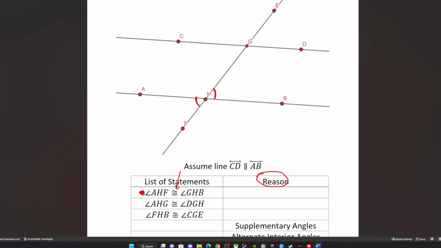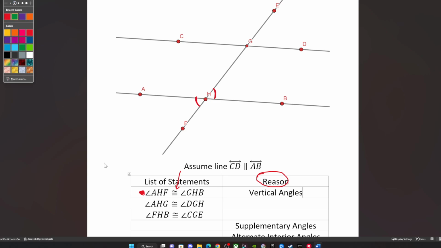Anytime that we have angles that look like this, we know they are congruent because they are vertical angles. Notice they're just across from each other. They're opposite to each other. Those are vertical angles. Then the next set of angles that we have will be these two angles right here.